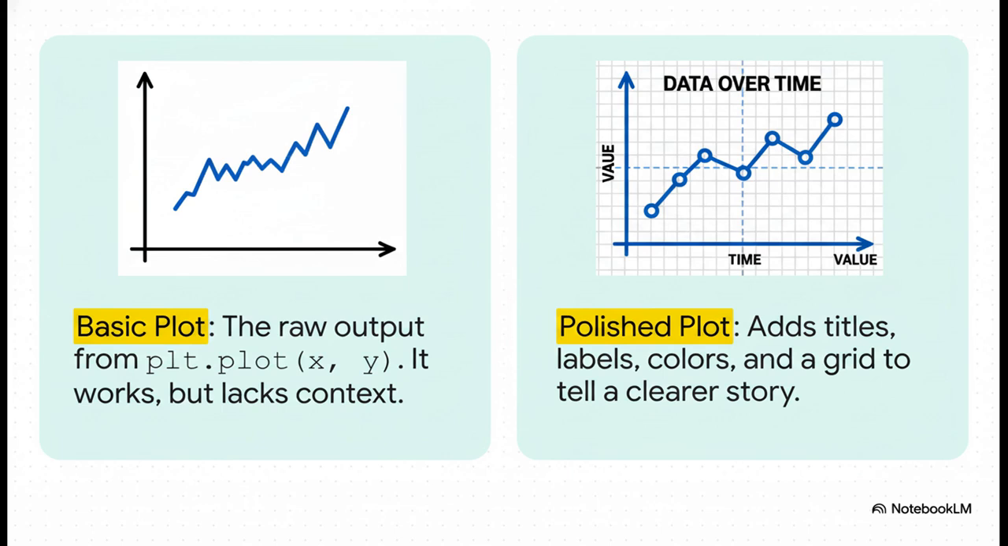But look at the right. With just a few extra lines of code, we've completely transformed it. We changed the line to green and put little circles on each data point. We added a title, Sales Over Time, and labels for the axes so people know what they're looking at. We even added a grid to make it easier to read the values. See the difference? That's how you make data compelling.